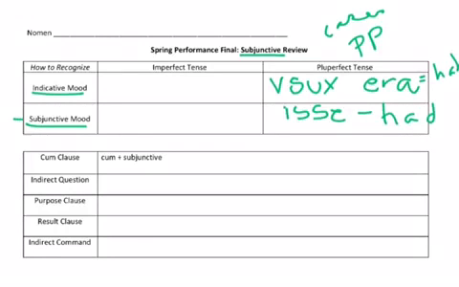Remember, the subjunctive is used in certain types of ways, and these are the ways that you're going to recognize them. So if I don't have a cum clause or an indirect question or a purpose clause or a result clause or an indirect command, that means I just have a statement or a question, and that's when I use the indicative, okay? So the indicative mood is the regular old stuff, okay? So that means when I think of imperfect, I think of -ba. And when I have a -ba, I always translate it as "was" or "were."